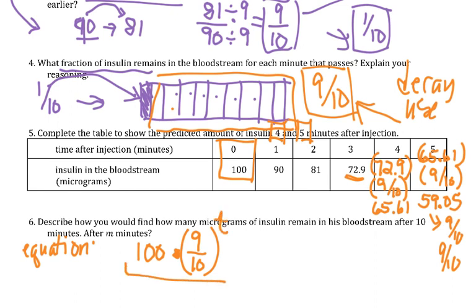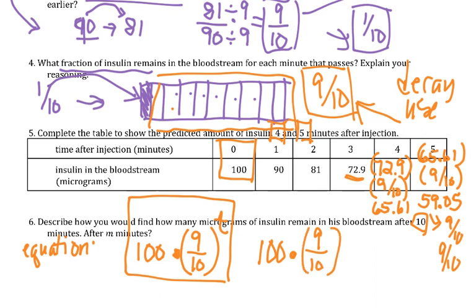This is my generic equation. So now I could easily find out what 10 minutes would be. I would go 100 times 9/10 raised to the power of 10. And I would need to use a calculator to help me figure that out.